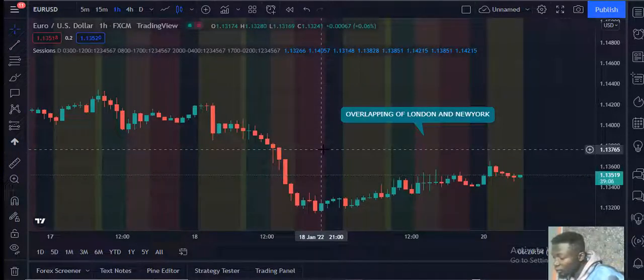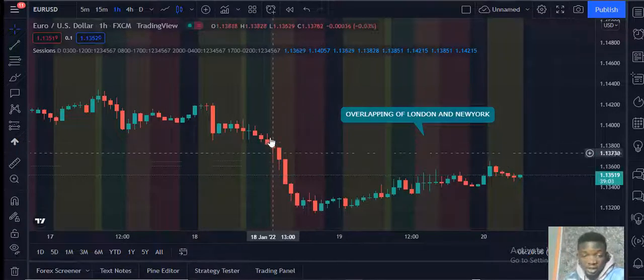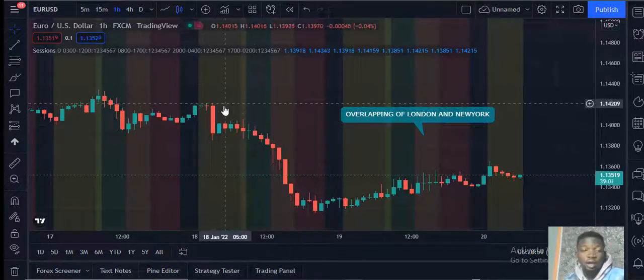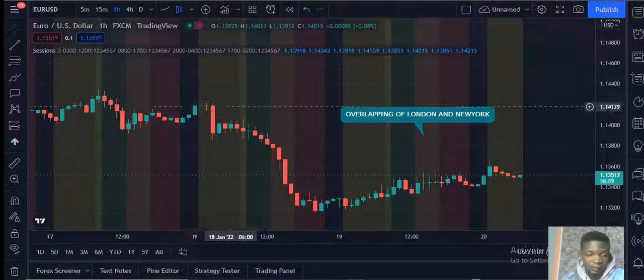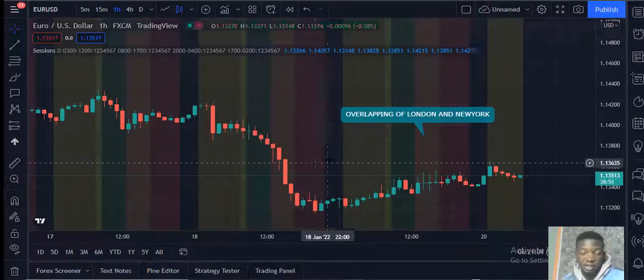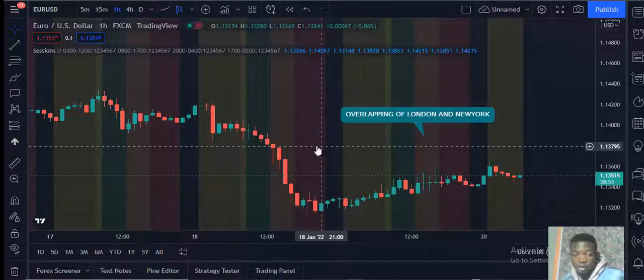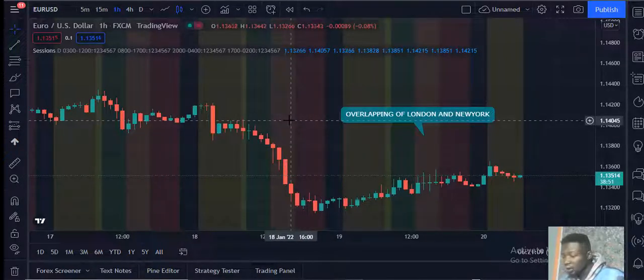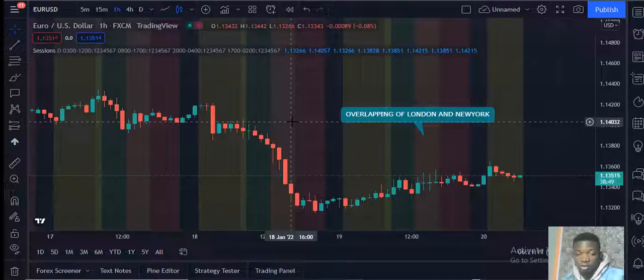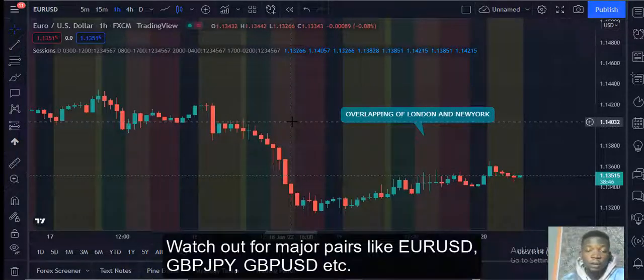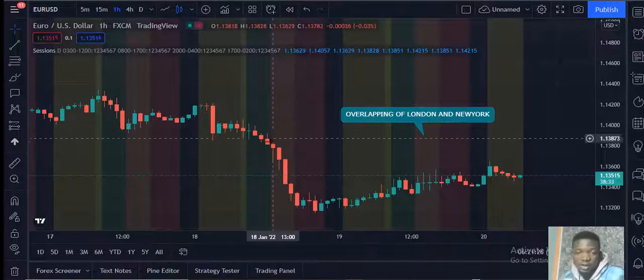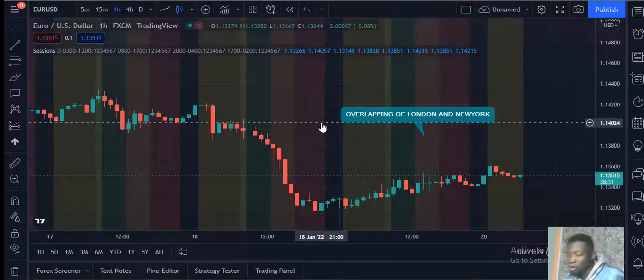Major news will be released in this session. There will be a lot of news released at this session, so it's a watch-out session for you. Don't miss it. It's a session you won't want to miss. And just keep an eye on major pairs like GBP/USD, GBP/CAD, GBP/JPY, EUR/USD. Just watch out for these pairs at this London session.